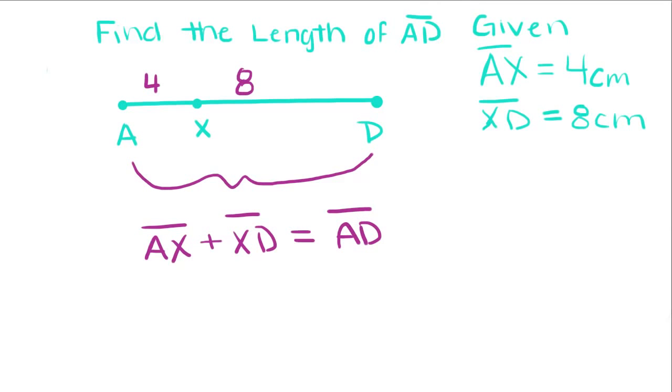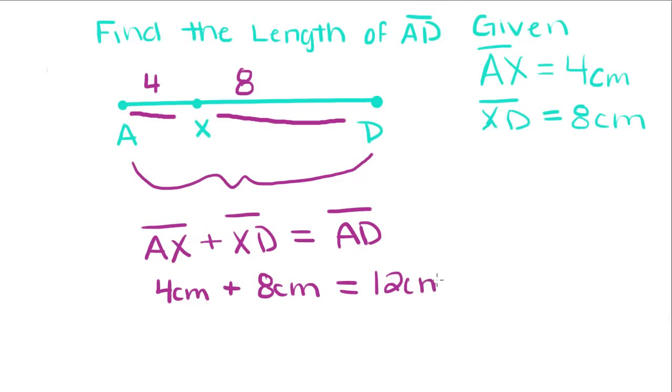And this is called the addition property of segments. And it allows us to take one part of a segment right here and add it to the other part of the segment to find the whole measurement of the whole segment. So all we do is since we know AX is 4 centimeters plus XD, which is 8 centimeters, we just add those together and you get 12 centimeters. Therefore, the length of AD is equal to 12 centimeters.